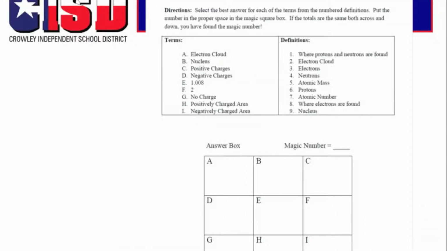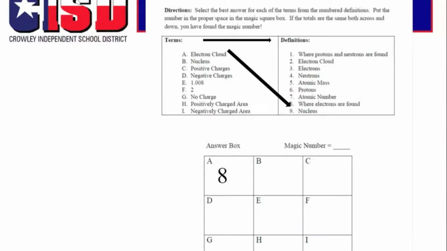Here are the steps. Direct students to match a lettered column of terms to a numbered column of definitions. Explain that students find the magic number by matching the correct term and definition. The students then enter the number for the definition in the appropriate term square on the grid. For example, term A, electron cloud, matches definition 8, where the electrons are found, so the students will place an 8 in the A box.